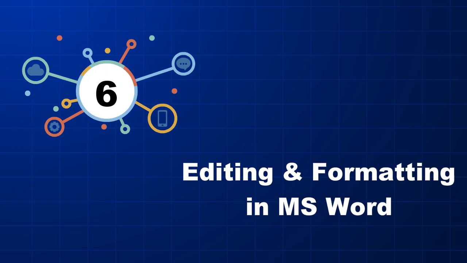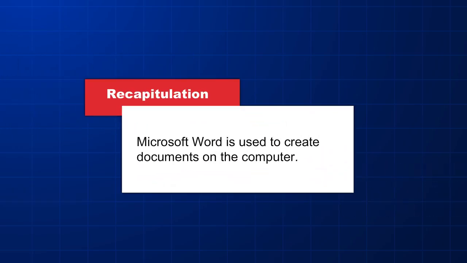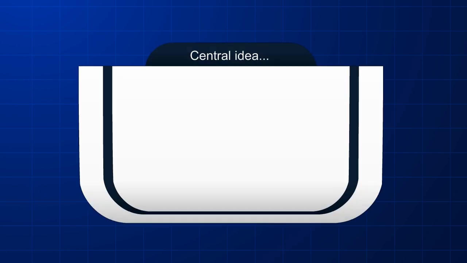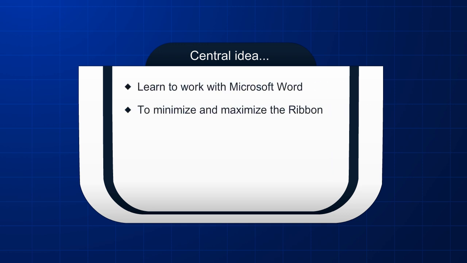Chapter 6, Editing and Formatting in MS Word. Recapitulation. Microsoft Word is used to create documents on the computer. Central idea. Learn to work with Microsoft Word to minimize and maximize the ribbon.